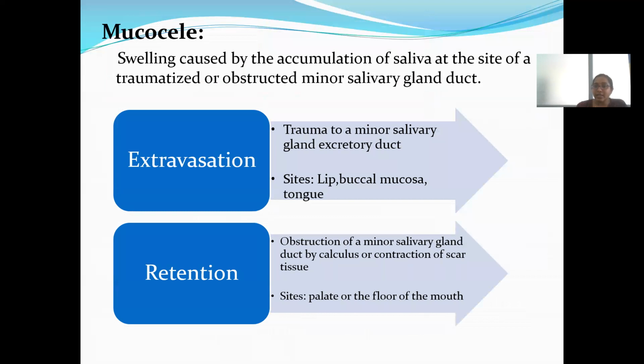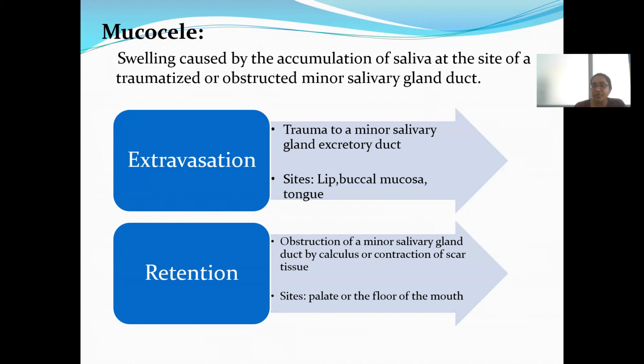Coming to the next category of disease, that is your mucocele. This is also one of the most common types of salivary gland disorder. A mucocele is a swelling caused by the accumulation of saliva at the site of a traumatized or obstructed minor salivary gland duct. Usually mucocele is seen in the minor salivary glands. Sometimes it can be seen in the major glands, but very rarely.